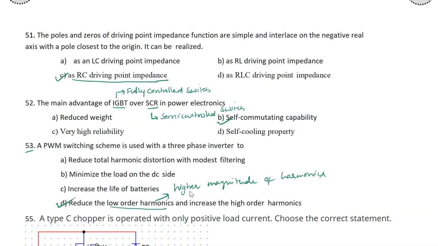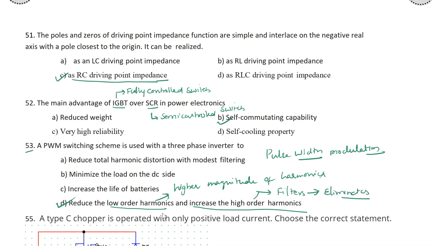And what is the PWM technique? It is the pulse width modulation technique. By using this pulse width modulation technique, we are reducing the lower order harmonics and increasing the higher order harmonics. Sir, why are you increasing the higher order harmonics? If we increase the higher order harmonics, then by using active filters or passive filters, we can eliminate these harmonics easily.